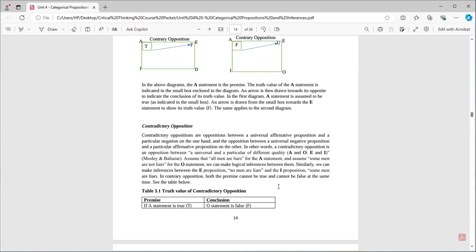Then we have contradictory opposition. Contradictory is the easiest of them. If one is true, the other is false. If the other is false, the other is true. Contradictory is not like contrary. With contradictory, both cannot be true at the same time, and both cannot be false at the same time. If one is true, the other is false. So one is true and one is false.